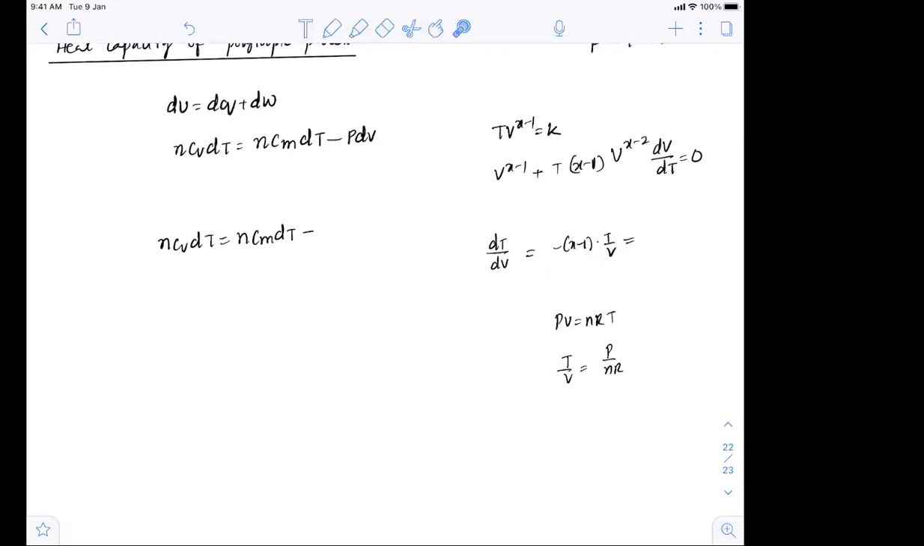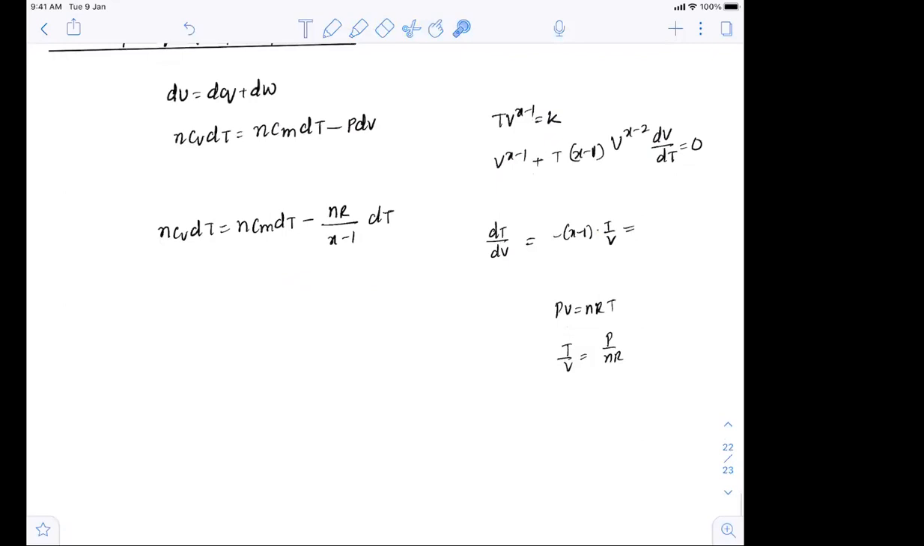So I can write it as nR by (x minus 1) into dT. When you substitute this value here, P and P will get cancelled. This is what you will get, and this will become plus. Now check it out: dT will get cancelled in all of them, and n will get cancelled in all of them.